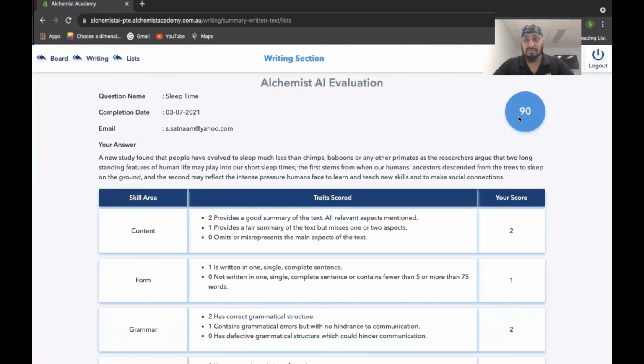Okay, there you go. So you got a perfect 90 there. There's no error. Remember, this summary has just 2 or 3 key points. Number one, a study which is done to compare human sleep with other species. There are 2 factors. What are the 2 factors? You just have to talk about them. That's it. If you can do this, you should be absolutely fine.